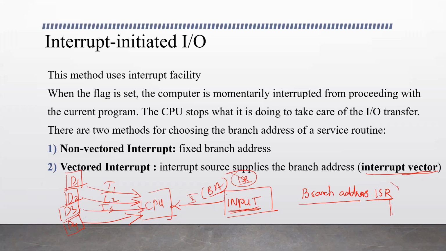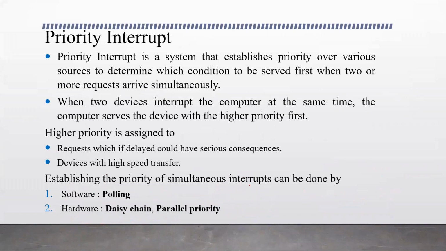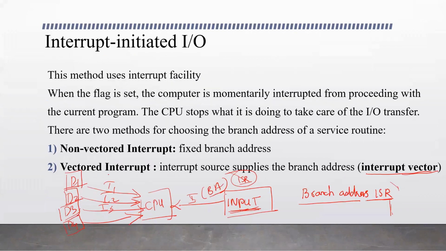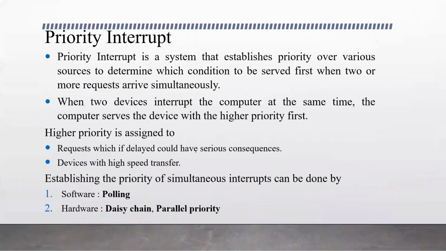The same way here, when many interrupt signals come from different devices, the CPU has to choose which particular device to serve. That is done by this method, called priority interrupt. It is a vectored interrupt. The device that gives the interrupt signal will give the branch address. The interrupt vector is sent by the interrupt source. So this is vectored interrupt.